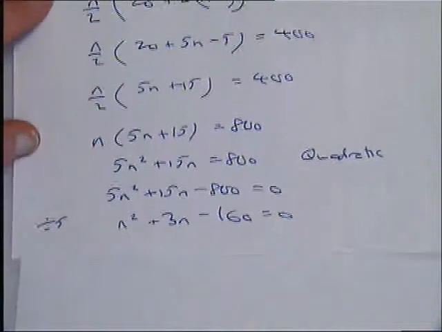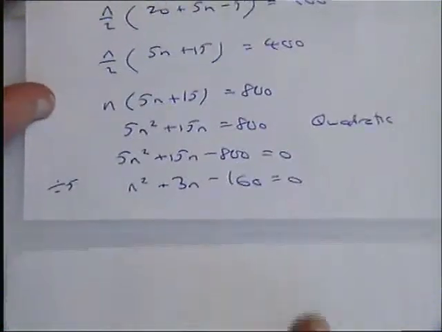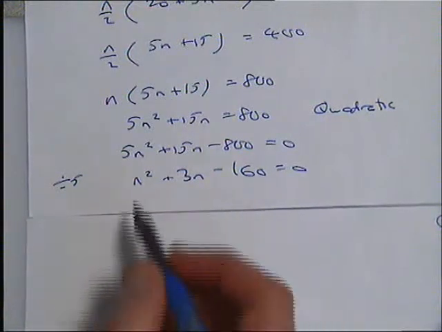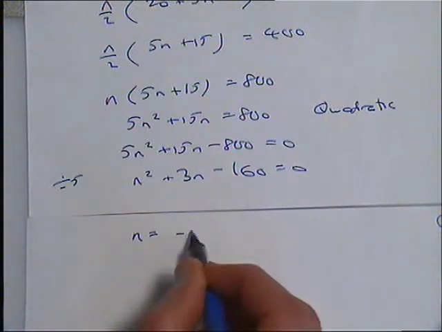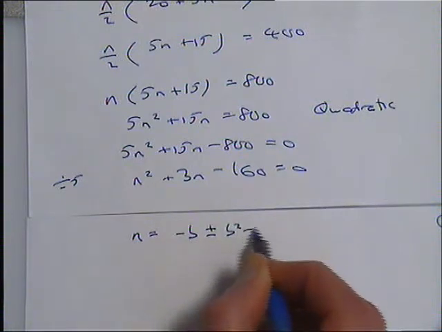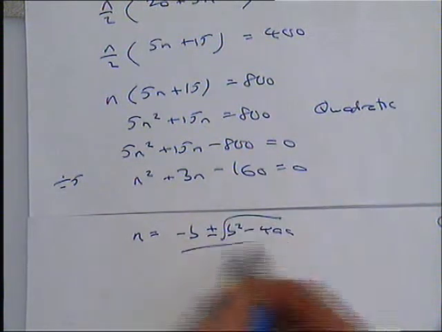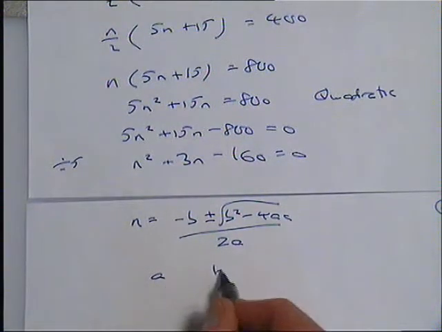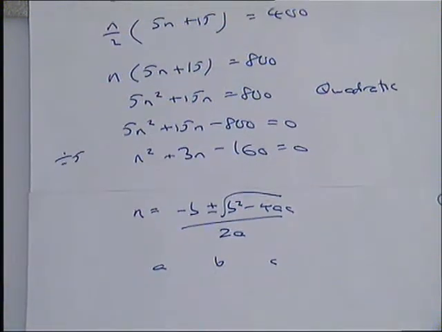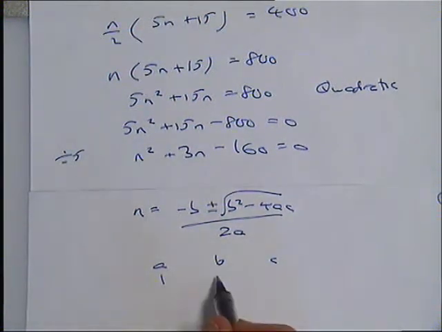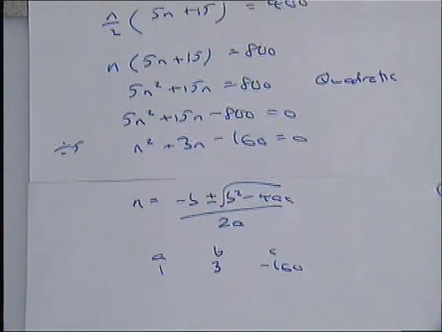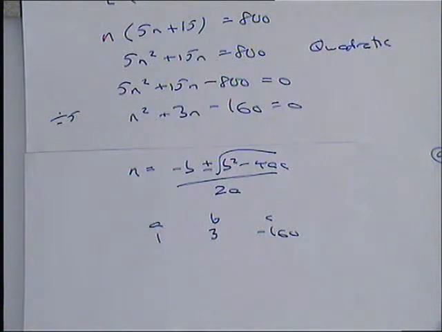So, what's our other strategy if factorising isn't going to work? Formula, yeah, okay. So the formula, I'll use n here instead of x because it is in terms of n. It's minus b plus or minus the square root of b squared minus 4ac, all over 2a. What's my a, what's my b, what's my c? A is 1, b is 3, c is minus 160. So, stick that in your calculator. See what you get for your n value.